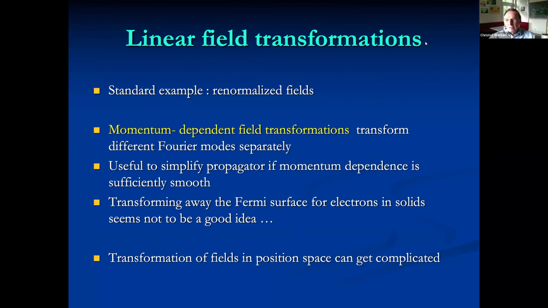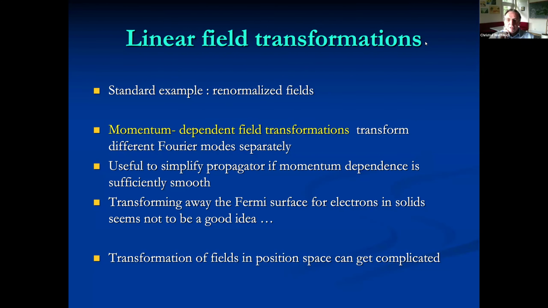So let me start with a simple subject, linear field transformations. That's pretty straightforward. There's a standard example used since the beginning, renormalized fields, where we make a linear field transformation by factoring out a wave function. You can, of course, go then to scale invariant fields that you use if you look for scaling solutions. All that is well known in the community.